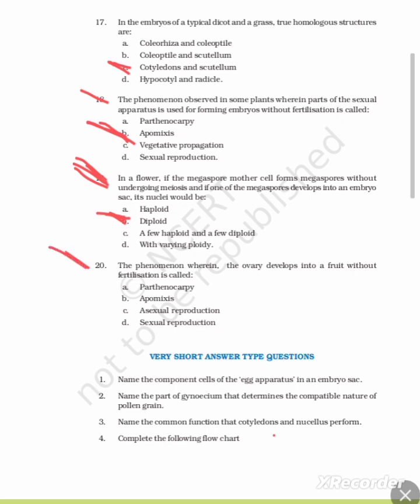Last question, the phenomenon wherein the ovary develops into fruit without fertilization. So if the ovary develops into fruit without fertilization, the phenomenon is called parthenocarpy. So, these are some of the MCQs related to sexual reproduction in flowering plants. I hope it is very useful.